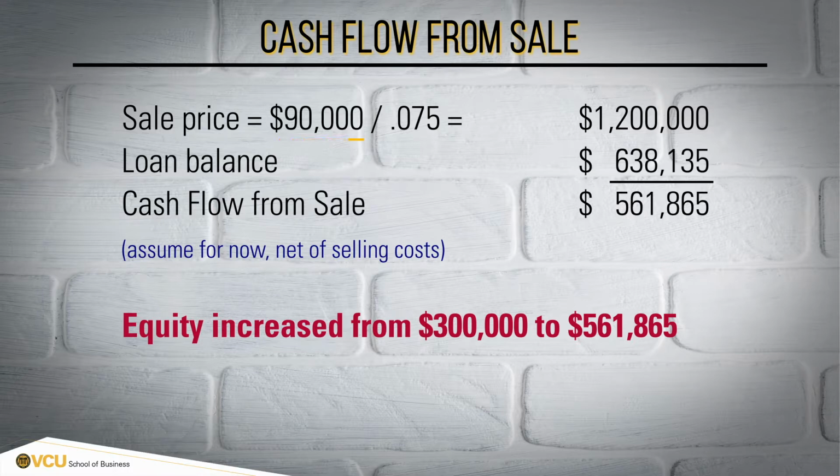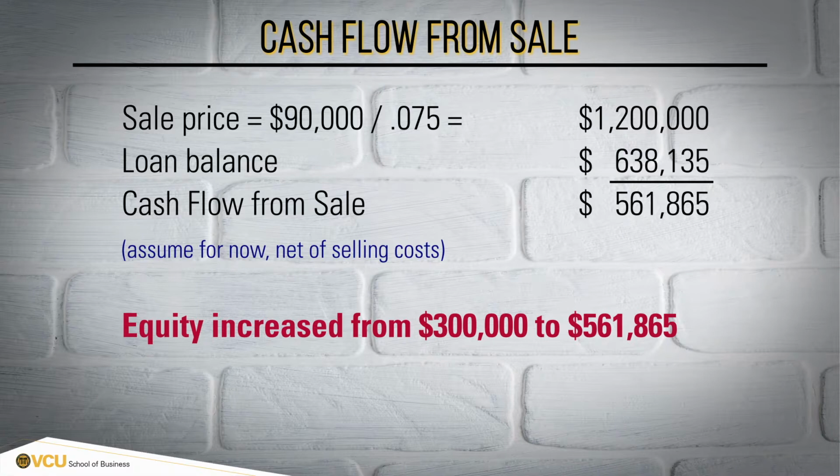So then the $90,000, and then I gave you the terminal cap rate of 7.5%. So we're planning on selling this thing for $1.2 million. We owe the bank, of course, at the end of that 5-year period, the $638,135 that we just calculated on the previous slide. After we pay that out, our proceeds from selling then are going to be this $562,000. You and I only have $300,000 in it, so that represents a $262,000 increase in our equity position after we sell.